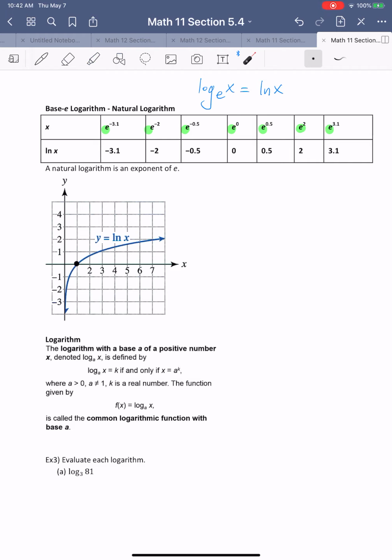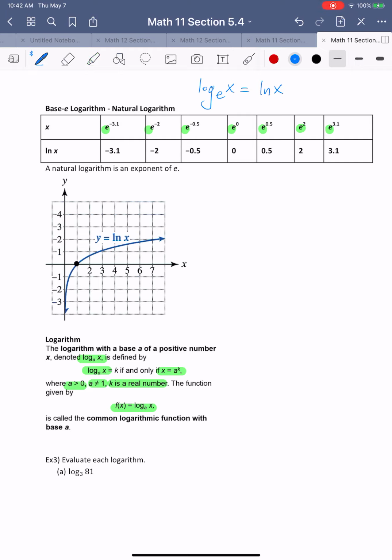And then the logarithm with the base of a positive number, x denoted that we got the log base a of x is defined by this, and this is vice versa. So where a is positive, not equal to 1, and k is a real number, and then you get this one. It's called the common log function with the base a. So we want to evaluate this one.